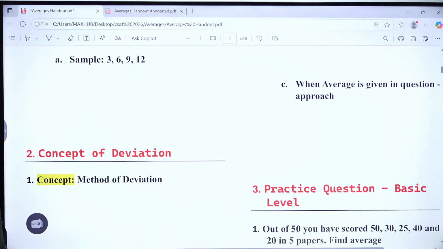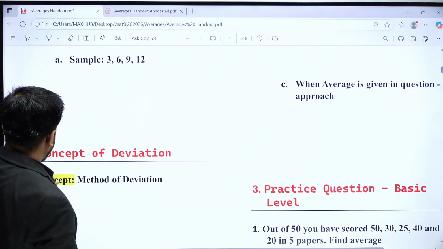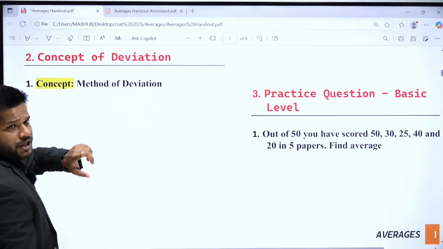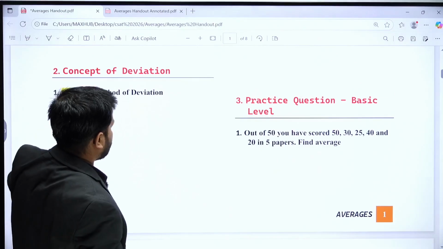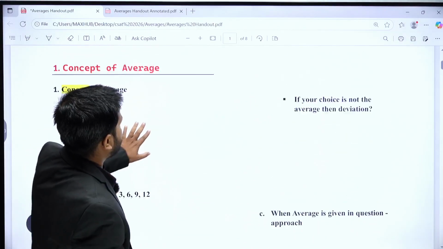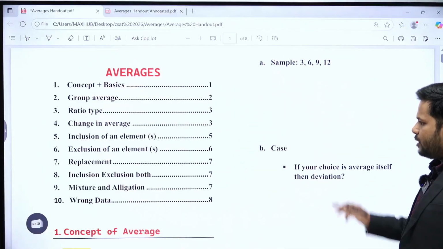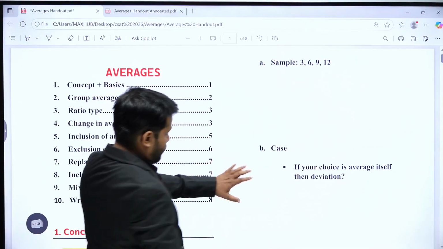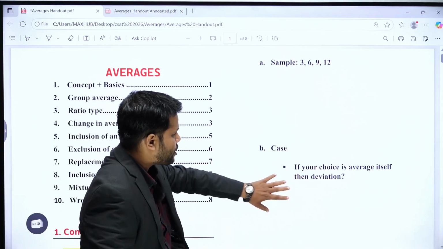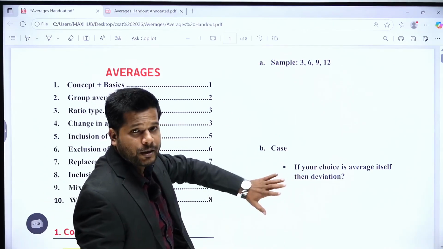3, 6, 9, 12. इसका average मुझे निकालना है. Okay, we'll come back to it. Method of deviation I have told you how to calculate, evaluate the deviation part. Then sample question 3, 6, 9, 12. Let us do this question. But I want to give you a case analysis. If your choice is average itself then deviation, ये क्या है मैं अभी बताऊंगा.